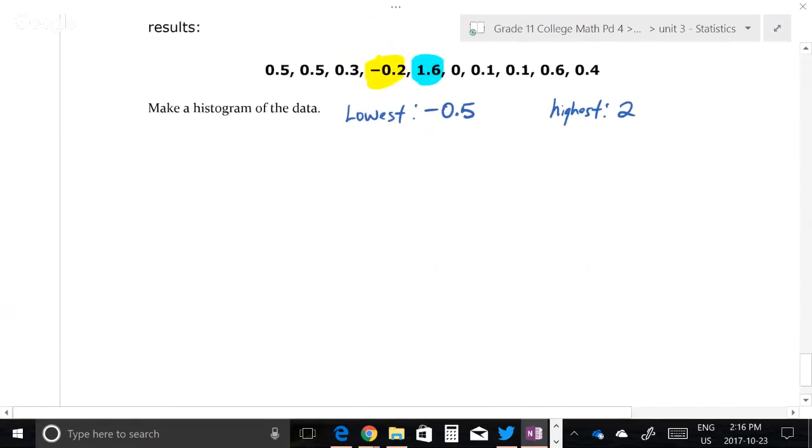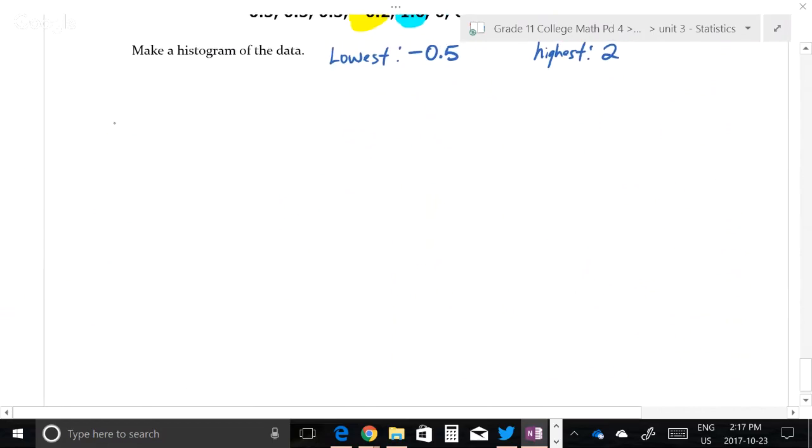So make yourself a tally chart, make yourself a histogram. Let's see what we get. All right, get to it.